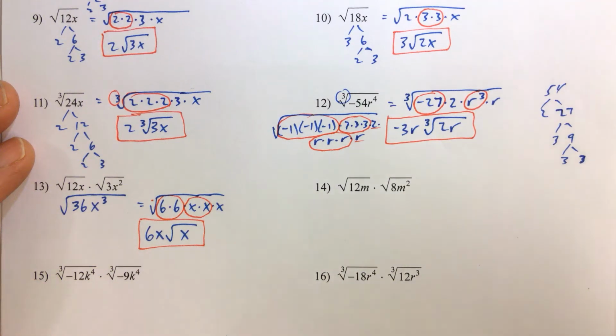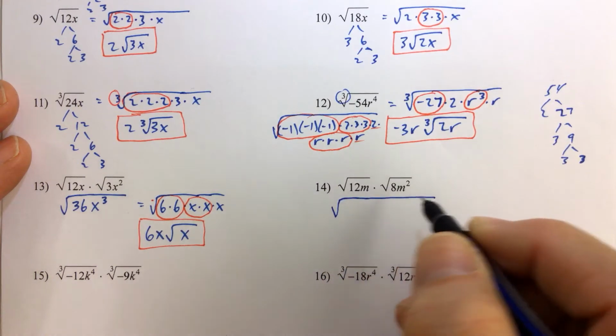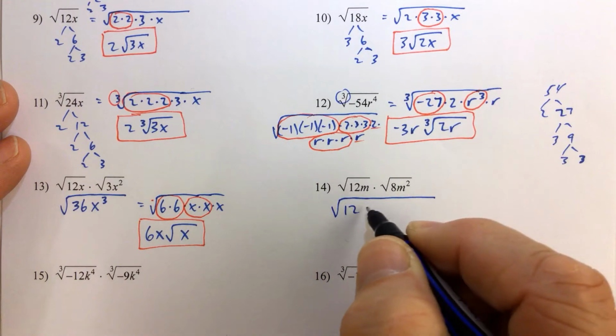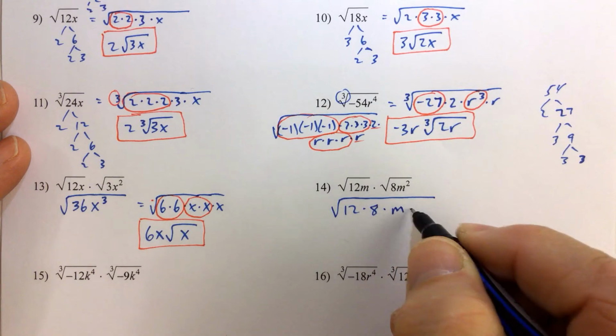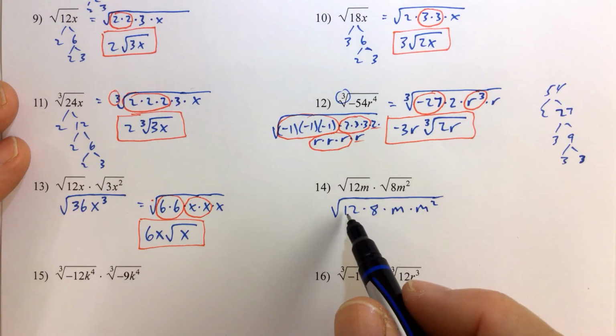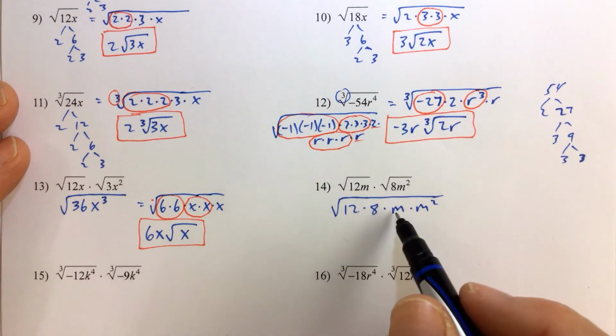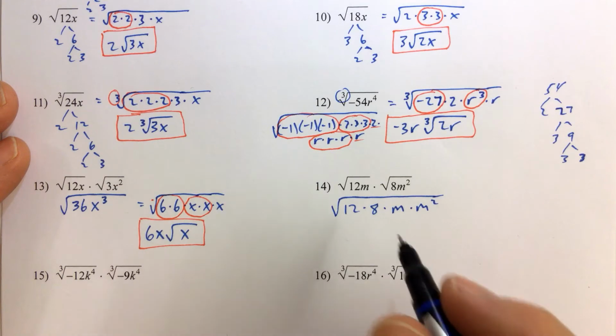So number 14, I'm going to do this one a little bit differently than I did the last one. I'm going to leave the 12 and the 8 factored. I'm going to take the m and the m squared and leave those the way they started. So 12 times 8, good, m times m squared. We're going to leave those alone because we're going to expand them out anyway.